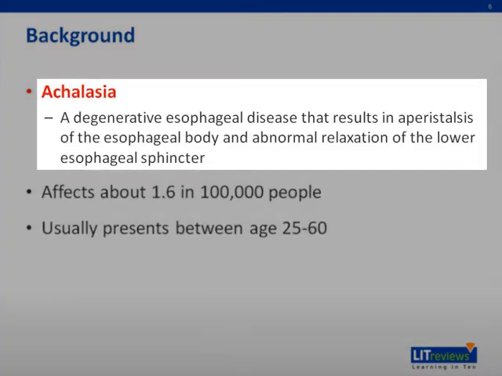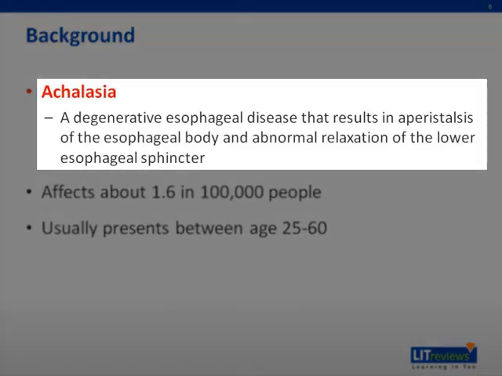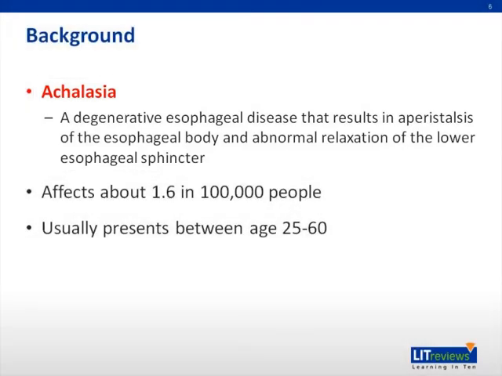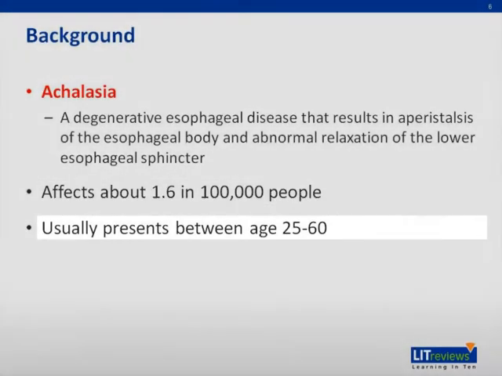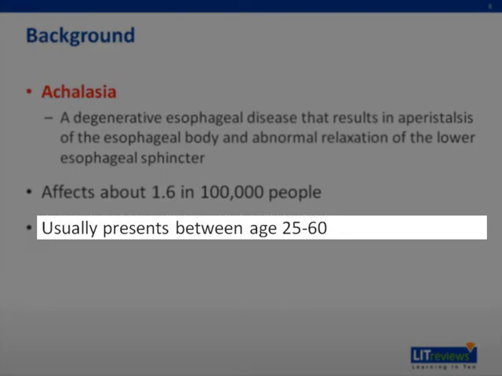Achalasia is defined as a degenerative esophageal disease that results in aperistalsis of the esophageal body and abnormal relaxation of the lower esophageal sphincter. In regards to epidemiology, it occurs in approximately 1.6 out of 100,000 people. It typically presents between the ages of 25 and 60.